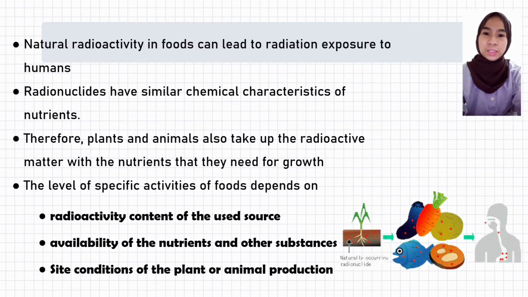Okay, we proceed to the understanding of radionuclides in food. First, natural radioactive in food can lead to the radiation exposure to human. Radionuclides have similar chemical characteristics of nutrients. Therefore, plants and animals also take up the radioactive matter with the nutrients that they need for growth. The level of specific activity of food depends on radioactivity content of the used source, availability of the nutrients and other substance, and site condition of plant or animal production.